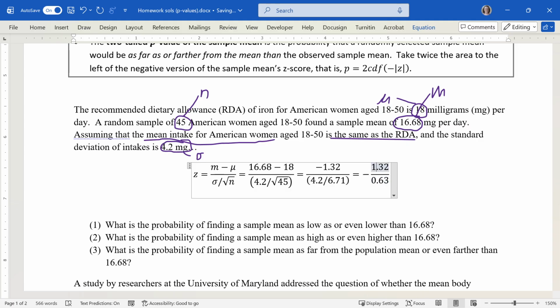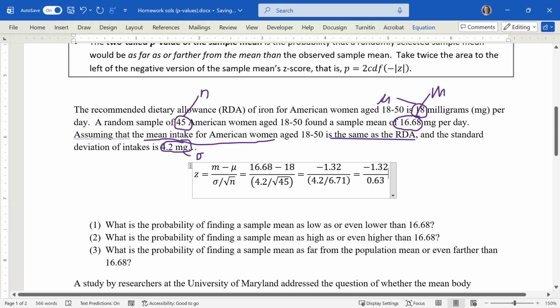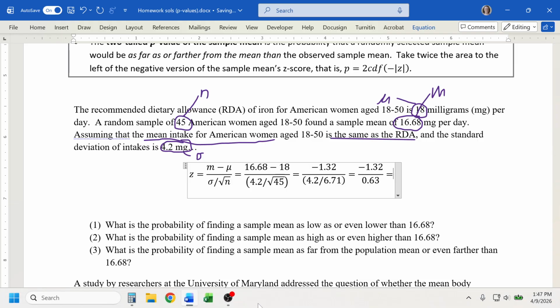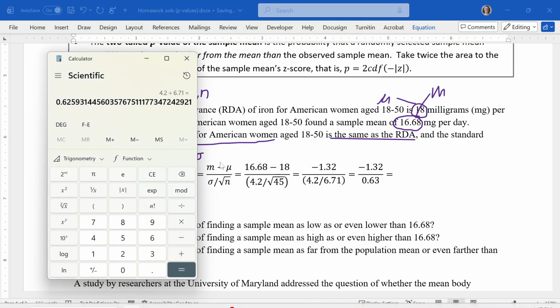0.63. My negative went in front instead of on the top. It's the same thing, but let me just put it on top so you guys see I'm not making weird changes. And then finally I would do negative 1.32 divided by 0.63. Okay, and then that should come out negative 2.